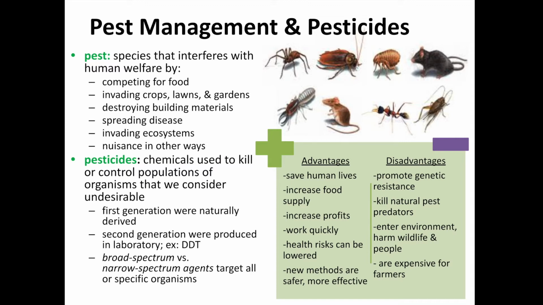And our first, earliest pesticides were obviously naturally derived. During the World Wars, we had to start fighting mosquitoes and malaria, and so things like DDT were produced. And now we have both broad spectrum and narrow spectrum agents that can target specific organisms or can just kill a variety of organisms.